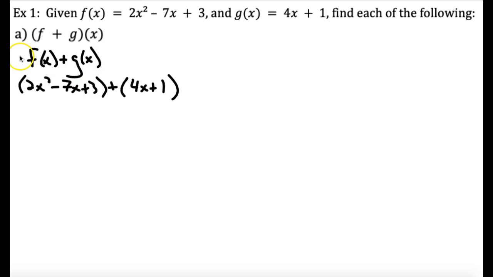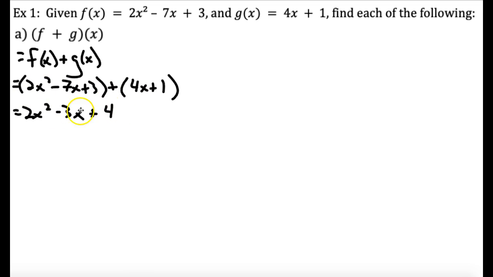I guess I should be putting equal signs here. So 2x squared, there's nothing to combine that with. So we just have 2x squared. Then negative 7x plus 4x would be negative 3x. And 3 plus 1 gets me 4.